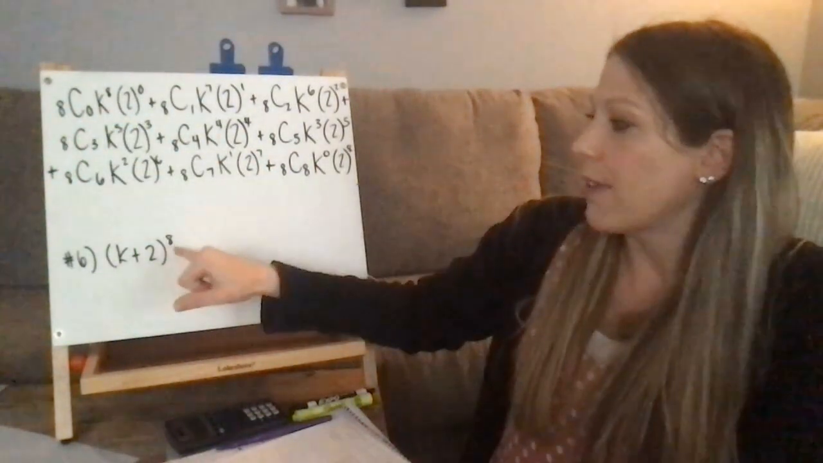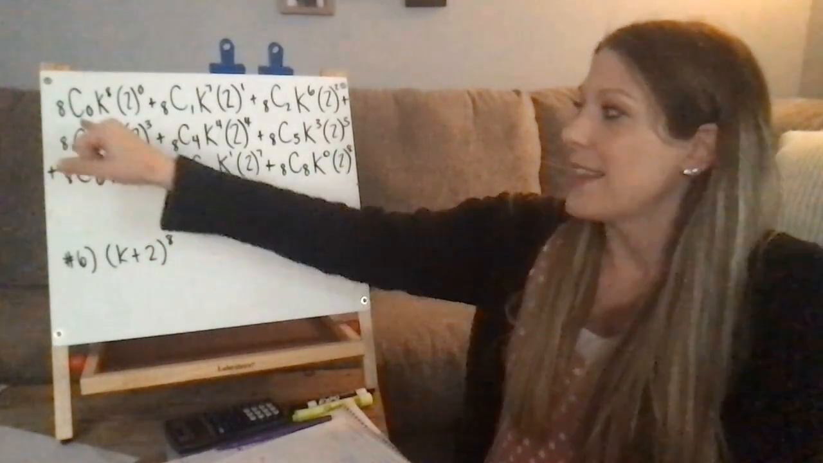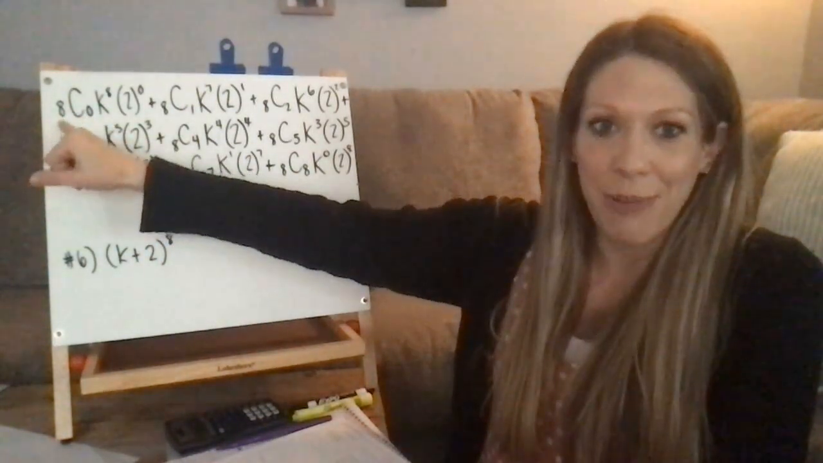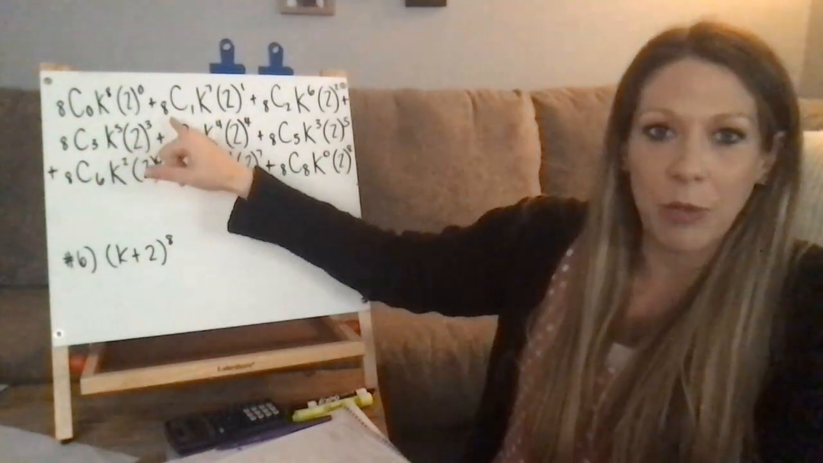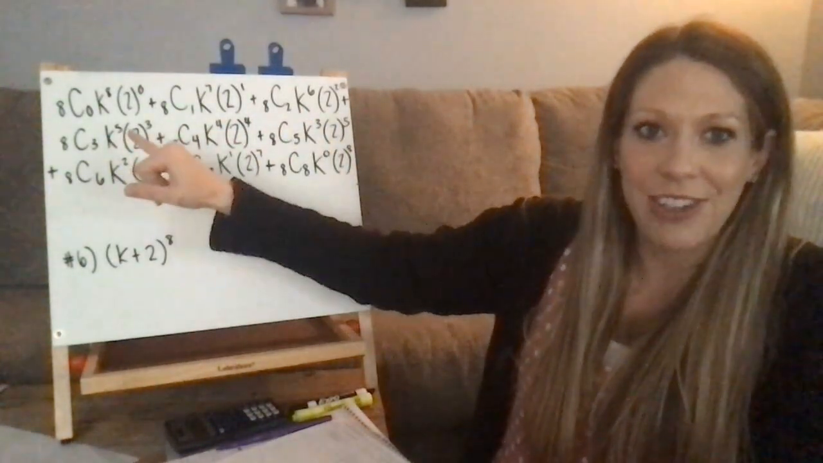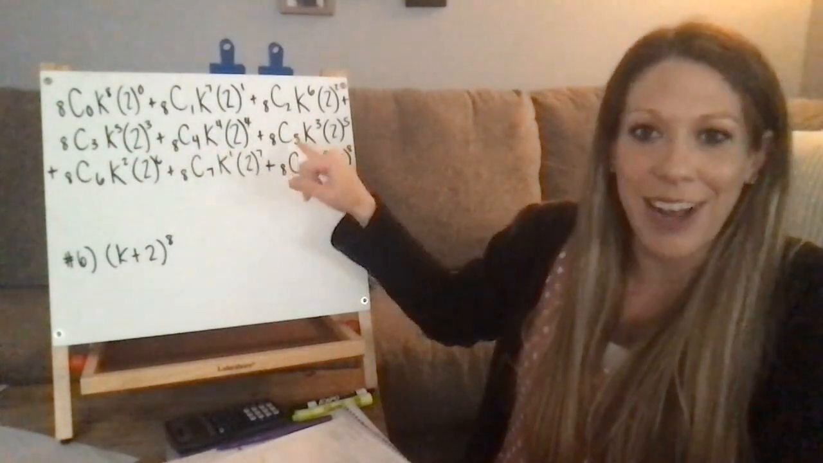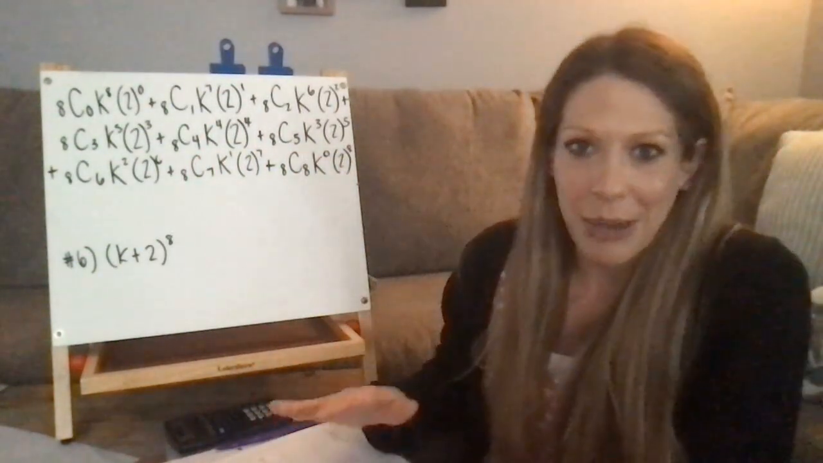So if our exponent is 8, then we're choosing from 8, starting with 0. Then the next term will be 8 choosing 1, 8 choosing 2, 8 choosing 3, 8 choosing 4, 8 choosing 5, and so on and so forth. Right, so that's pattern number 1.